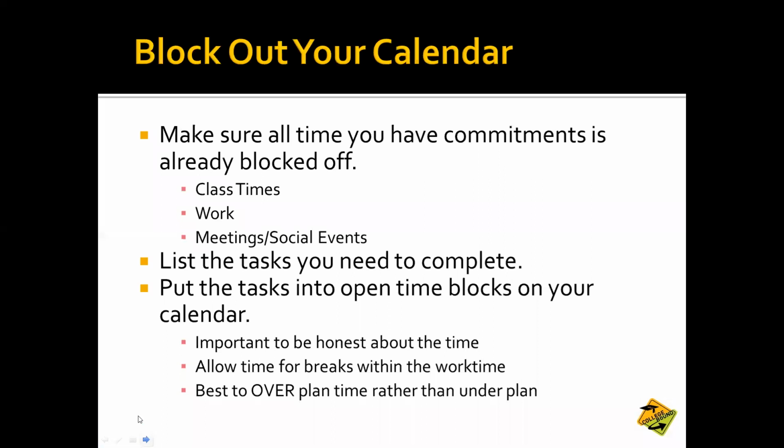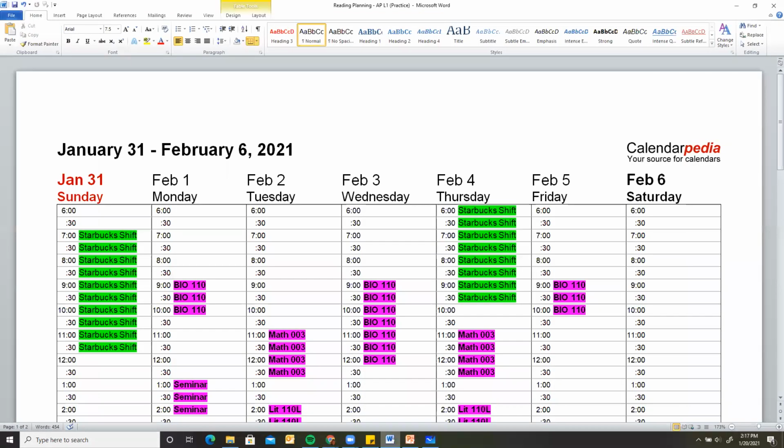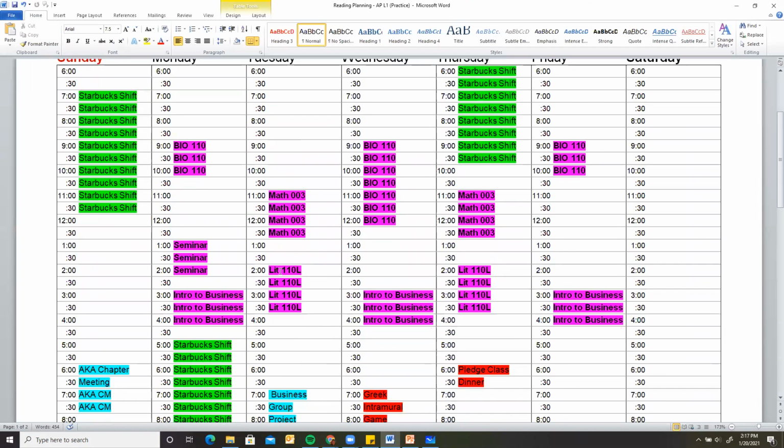So these are the simple steps to calendar blocking. Take a picture or screenshot if you want to follow the steps later on your own. But I'm going to go through all of these right now with you as an example. So I'm going to go ahead and pull up my sample calendar. Okay. What you'll notice is there's already stuff on it for the week.